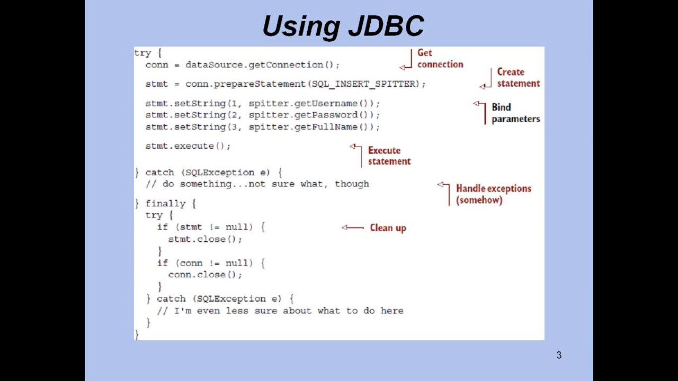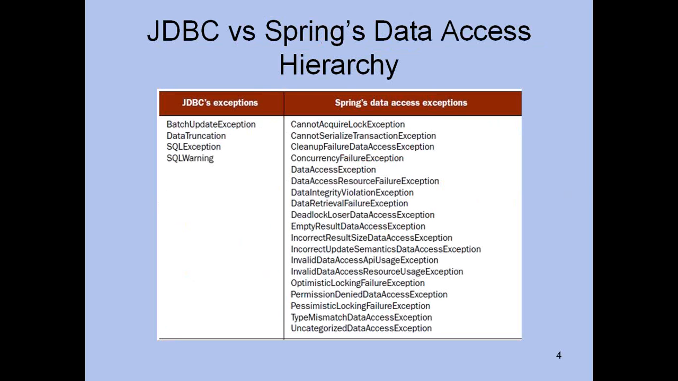Right? So what Spring will do is, taking that idea, it will provide its own data access exception hierarchy. If you see, JDBC has exceptions like batch update exception, data truncation, SQL exception, and all those things. When it comes to Spring's data access exceptions, you see a lot of exceptions here, but these are all unchecked exceptions.